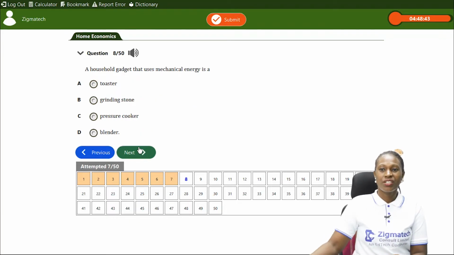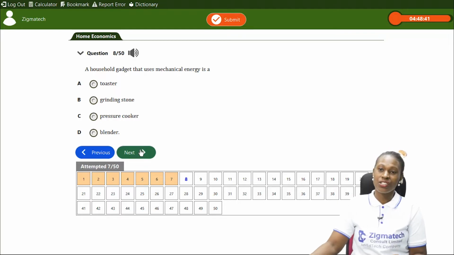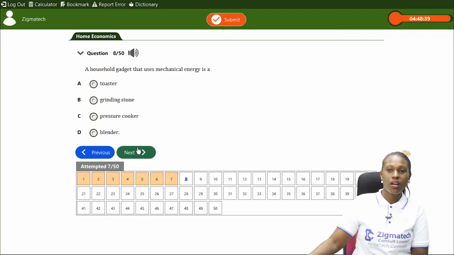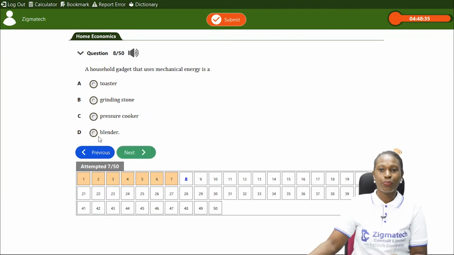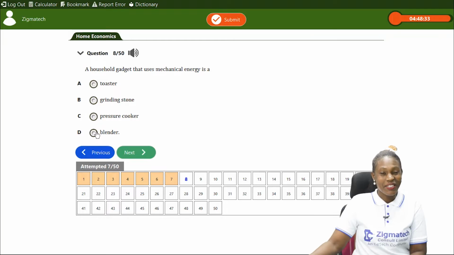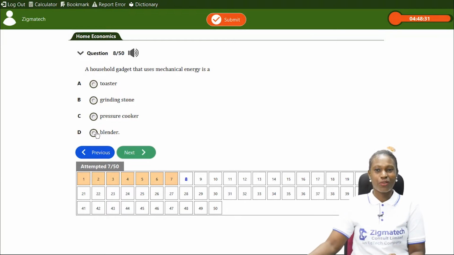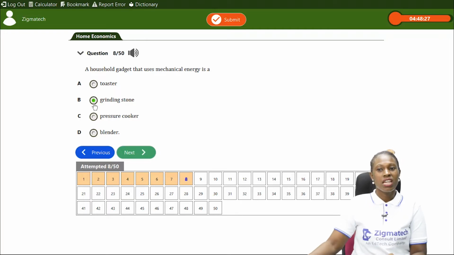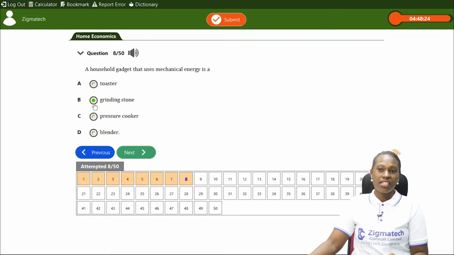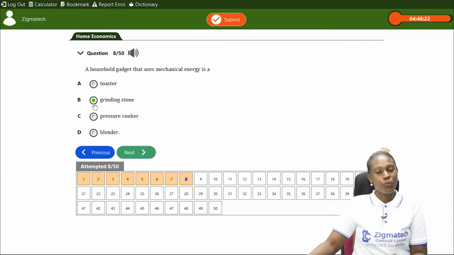Now, a household gadget that uses mechanical energy is, we have toaster, we have grinding stone, we have pressure cooker, and then we have blender. Now, mechanical has to do with a little bit of effort. So it's a grinding stone. A grinding stone is a gadget that is mechanically operated.